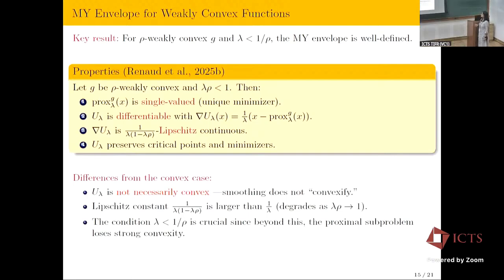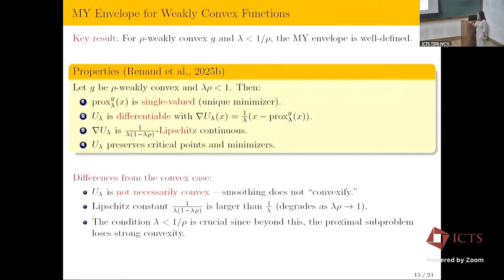The Lipschitz constant is 1 by lambda, with 1 minus lambda rho in the denominator, and this is larger than 1 by lambda. And so this gets worse as lambda rho goes closer to 1, which means the closer you get to that, the less and less smooth the function becomes.